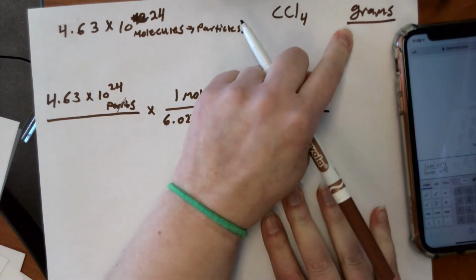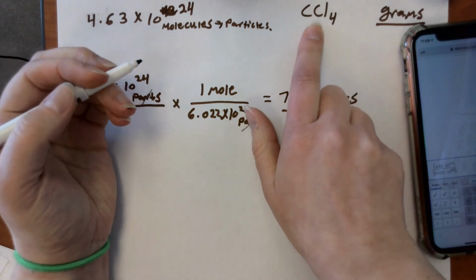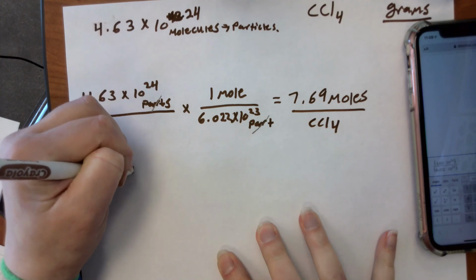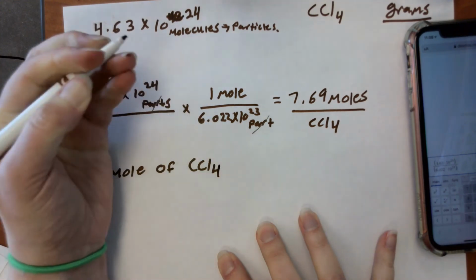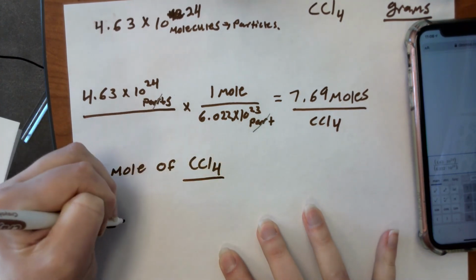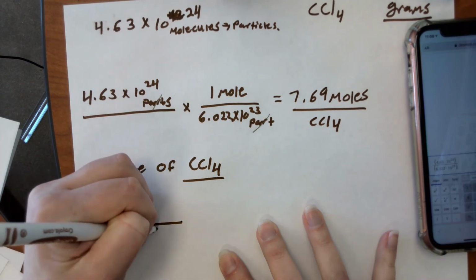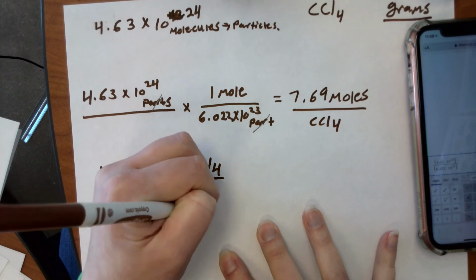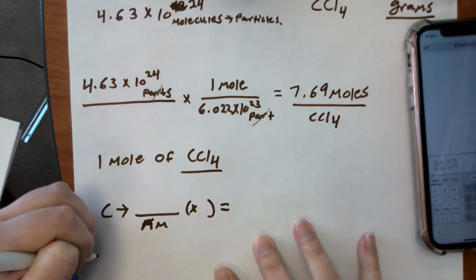Now, since we know what moles we have, now we can figure out what that is in grams by looking at the molar mass of CCl4. So 1 mole of CCl4 should equal how many carbon, what our carbon's atomic mass is times how many we have to get a total. Same down here with chlorine.